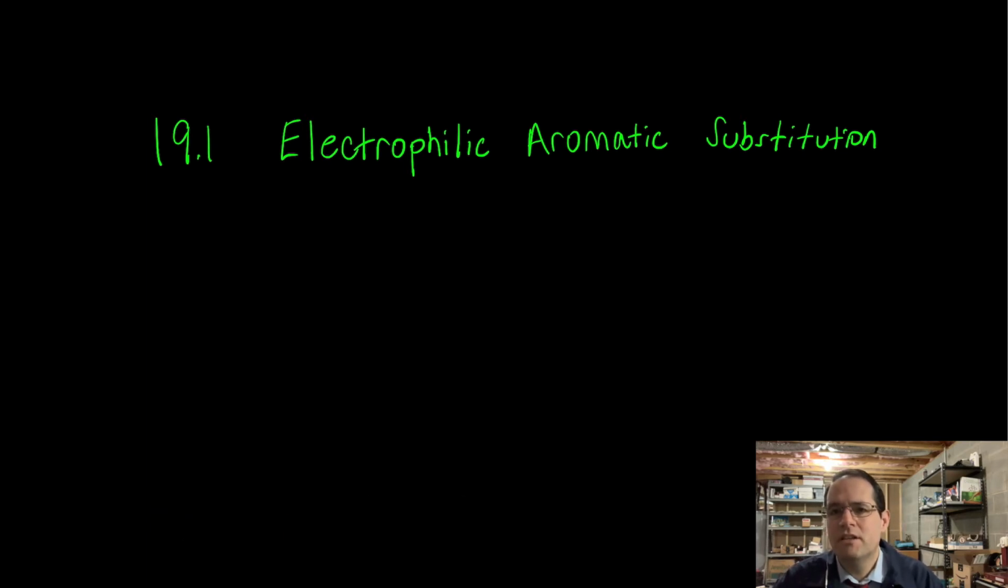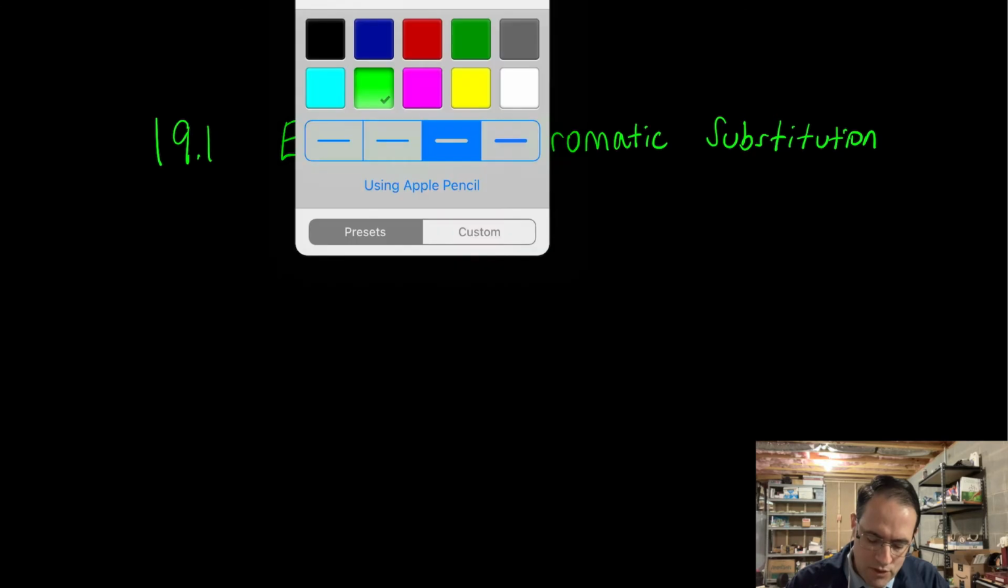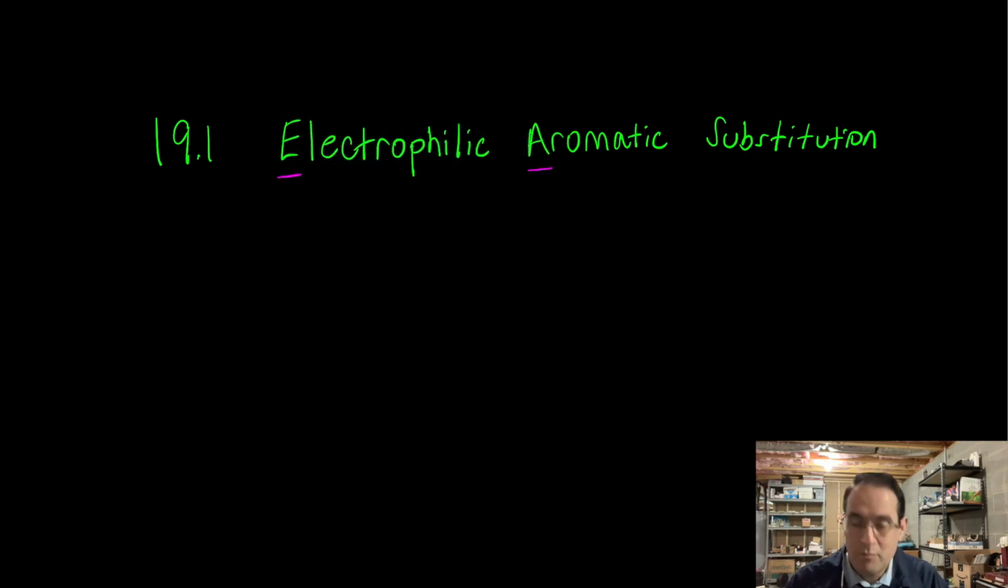If you're just tuning in, this is part of a larger playlist for chapter 19. I covered the organic chemistry textbook published by Klein in my class. So thanks for watching. Here we're talking about electrophilic aromatic substitution, chapter 19, section 1. Electrophilic aromatic substitution is sometimes abbreviated by me as EAS when I'm writing things down, and you might do the same if you're taking notes.